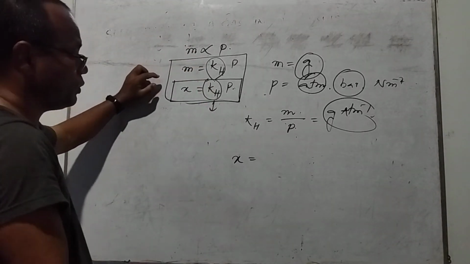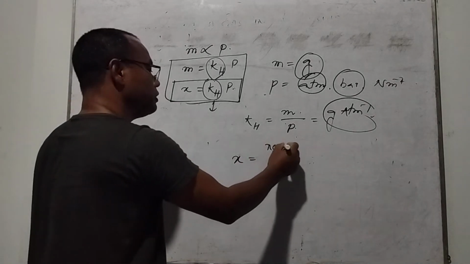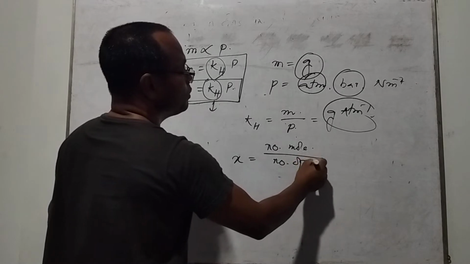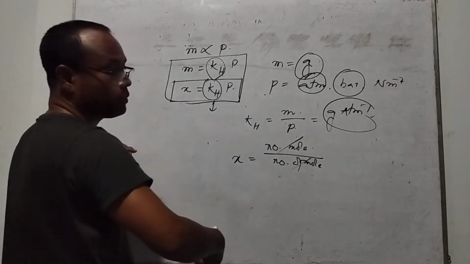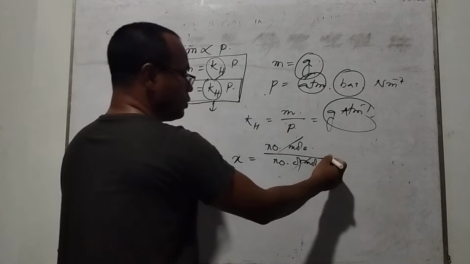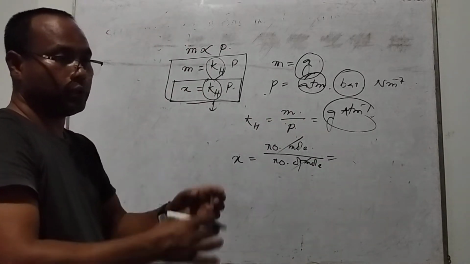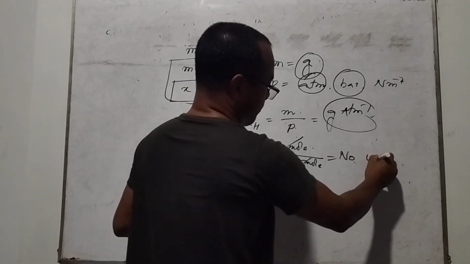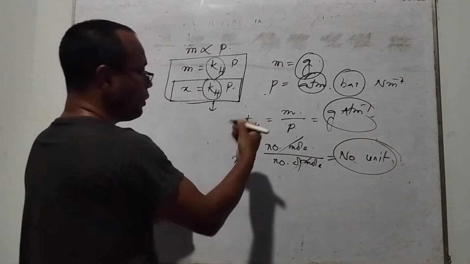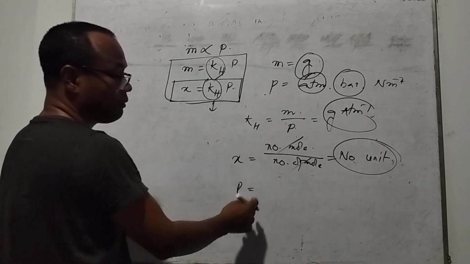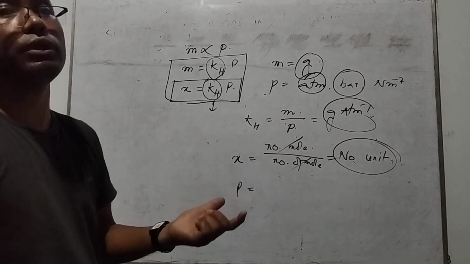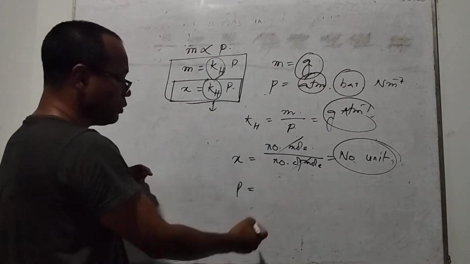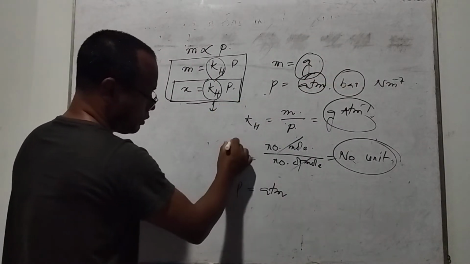Now here, when we write it, this is the number of moles, and here also the number of moles. When we cancel the number of moles, the mole fraction has no units. Don't forget, no unit. And when we have the pressure, obviously we have units. It can be atmosphere, it can be bar, this and that. So here we have the pressure in atmosphere, right?